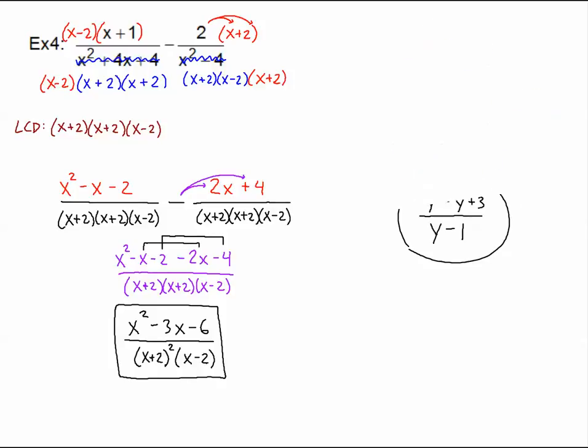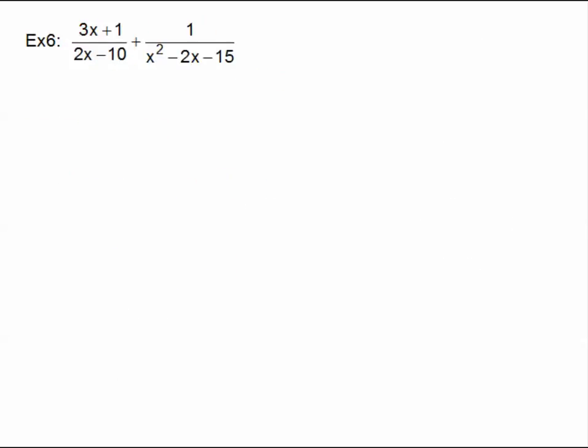Let's look at one last example in this tutorial, and here it is. We're trying to add two more fractions. I know I'm adding because there's a plus sign in between them. Unfortunately, their denominators are not the same. So let's practice factoring these denominators so that we can see all of the factors that we're going to need for our LCD. This denominator simply has a GCF, just a little 2.